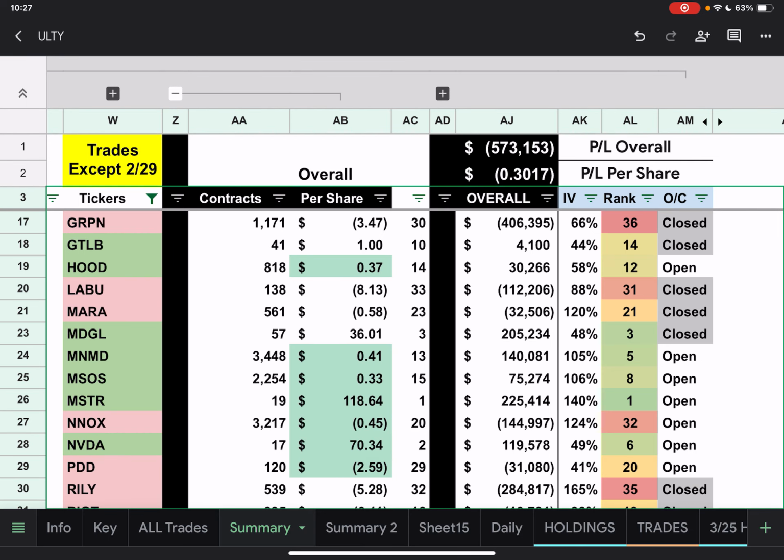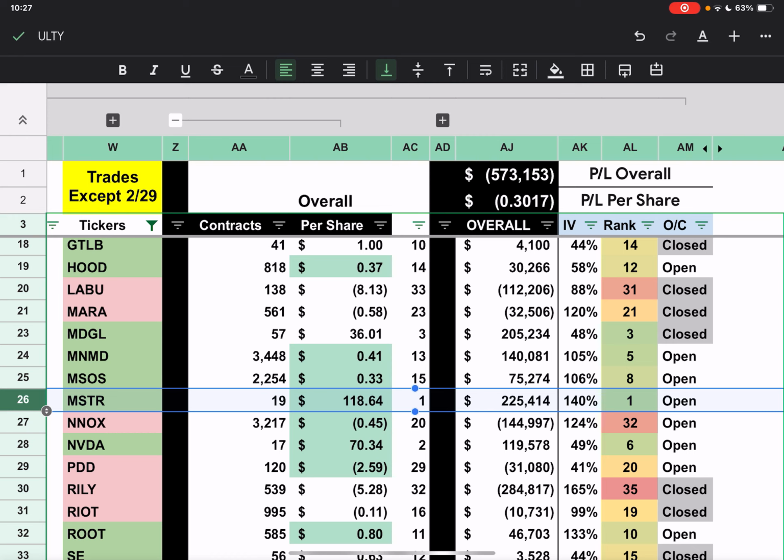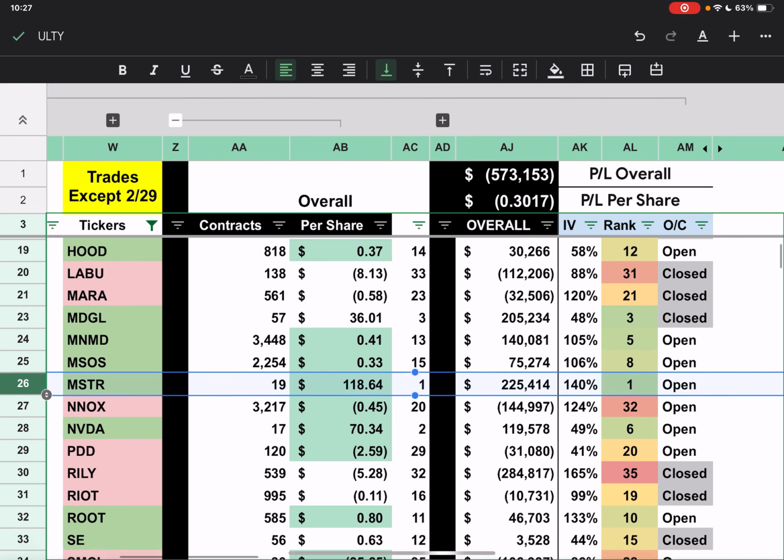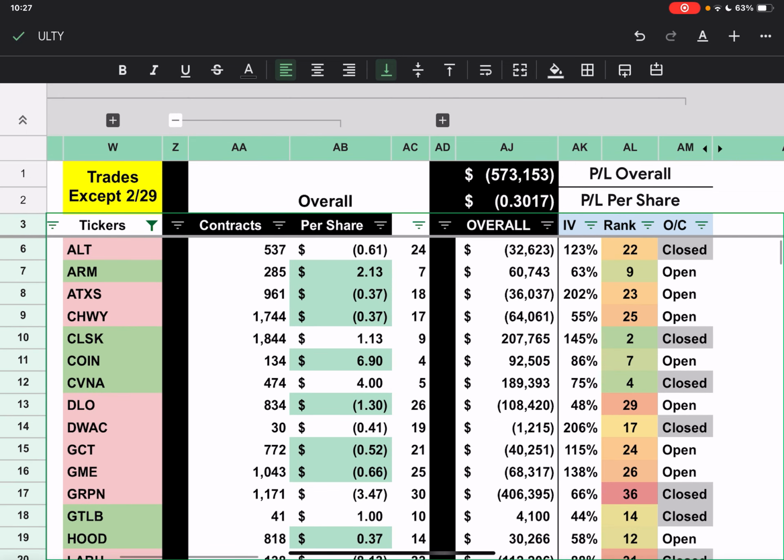They've brought in, maybe if I do that, yeah, then it doesn't bring up our formulas getting in our way at the bottom. So number one, bringing in $225,000 or $118 a share. Let's see. Number two is Clean Spark bringing in 208,000. But if you look at it per share in the overall section, it was $1.13 a share, and it's only ranking number 9.